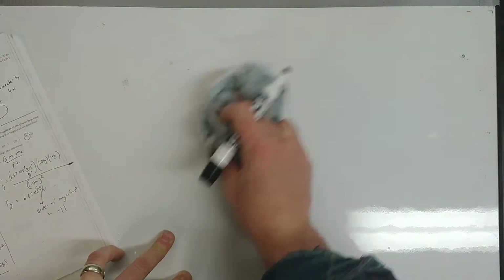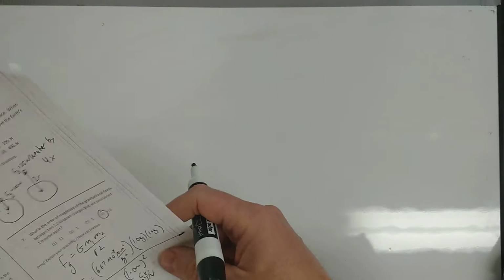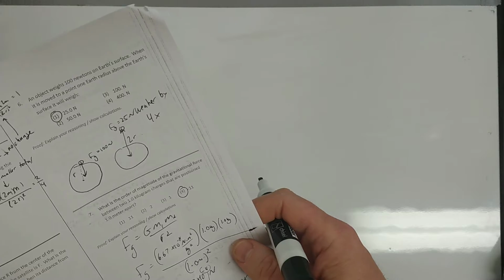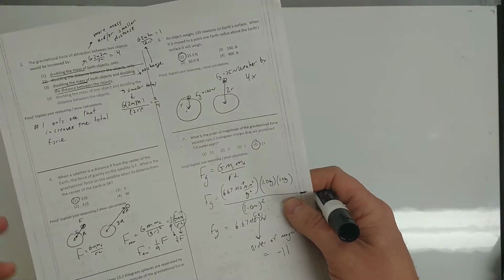I'm going to post the solutions here as well very soon. They're done. I just want to wait till closer to class time. But anyhow, gravitational force of attraction between two objects would be increased by doing what?